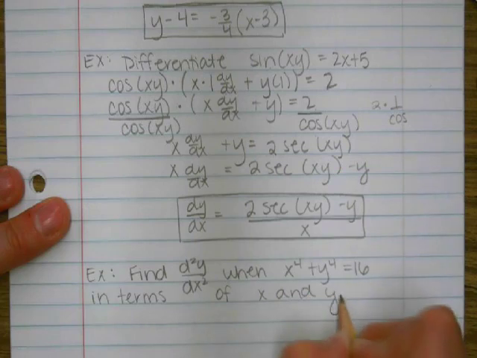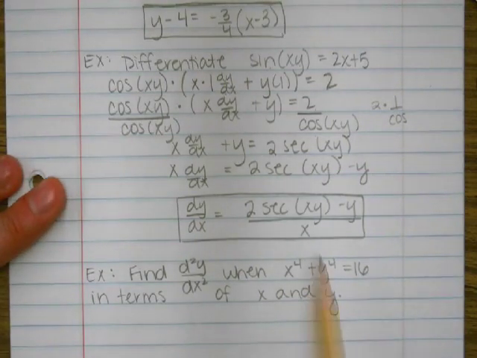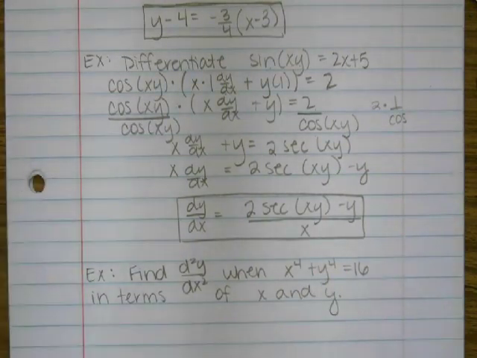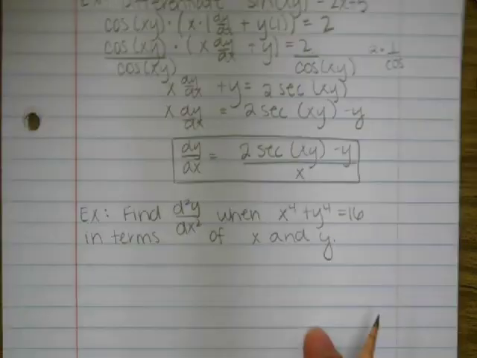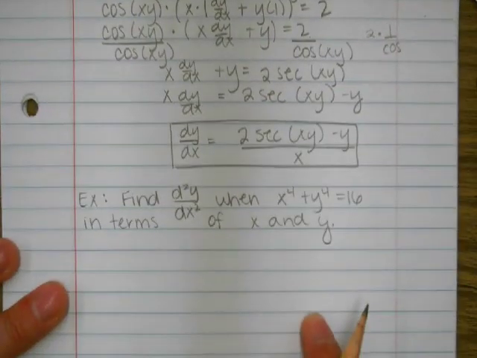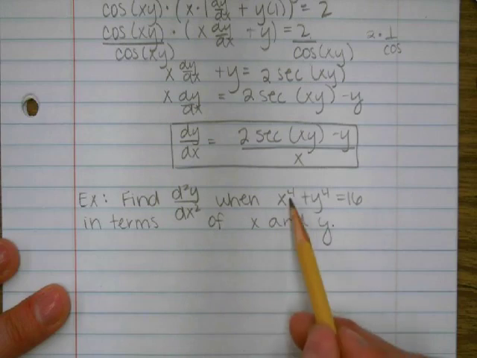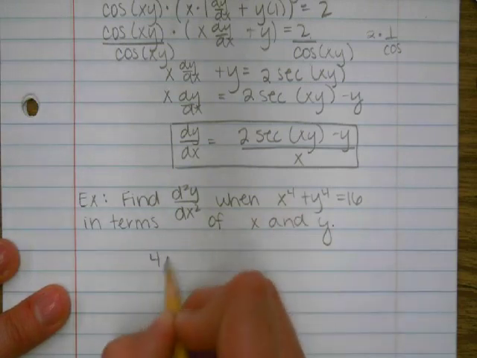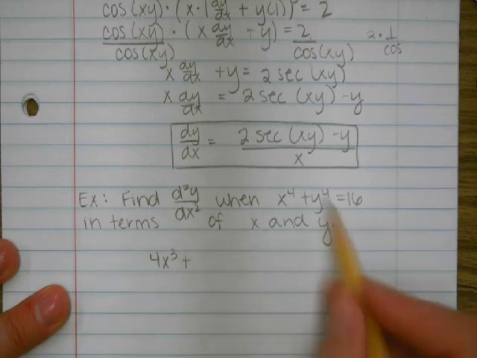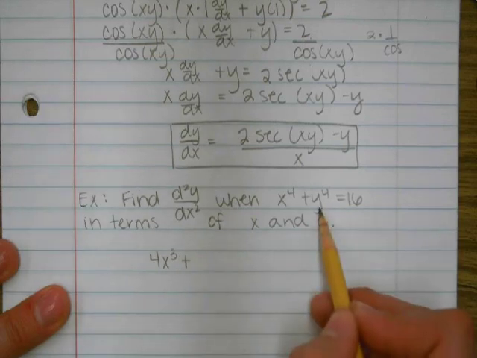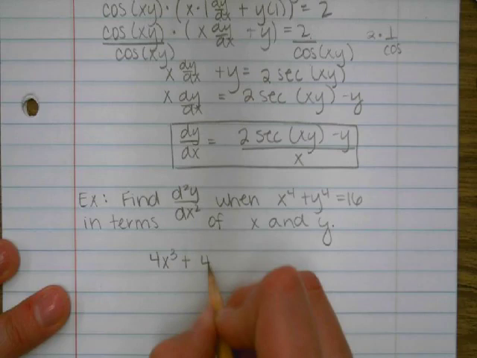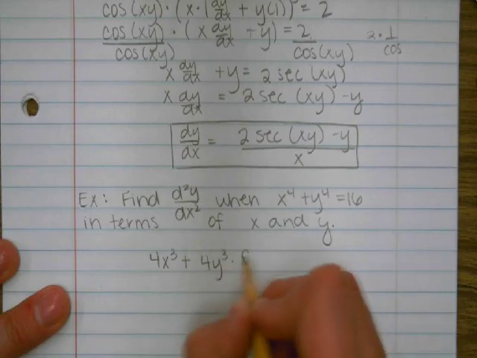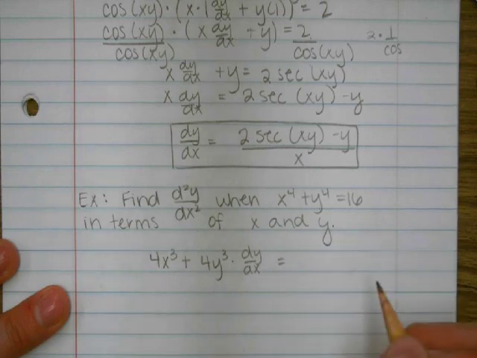And that's how we've done all the problems, so that's not any different. All of these answers are in terms of x and y, so that's no surprise. So first, we have to find the first derivative. So I'm going to go ahead and do that. So 4 gets brought down to the front. 4x to the third plus the derivative of y, so that'd be 4y to the third, and then we've got the chain rule part of this, equals the derivative of 16 is 0.